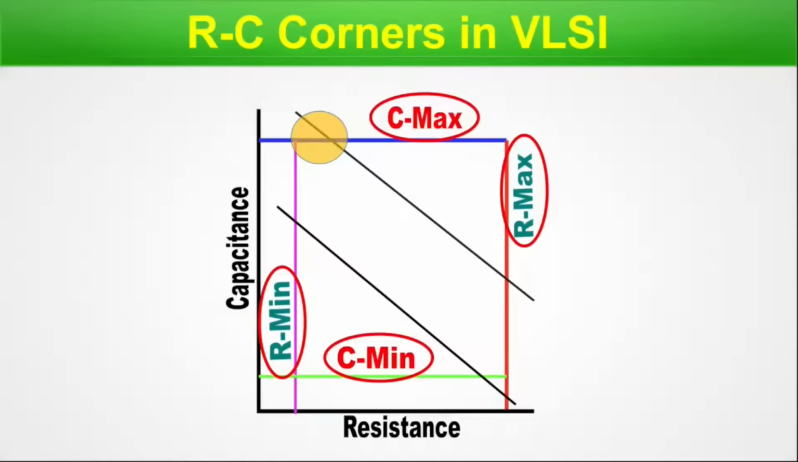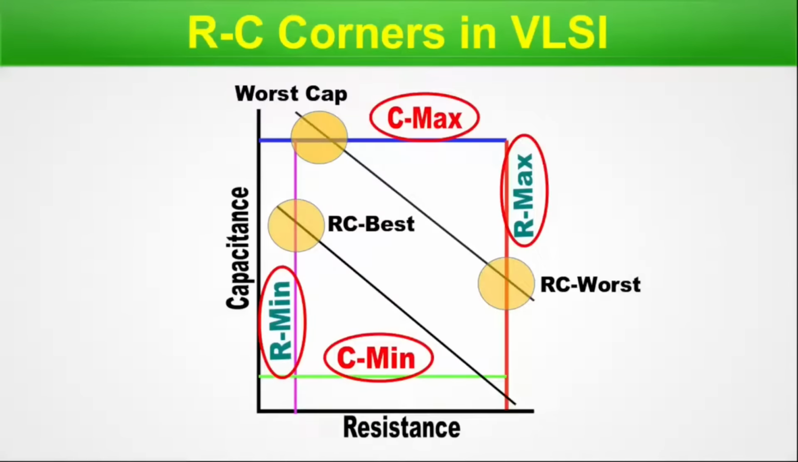Now, this is a corner. I've just highlighted with a light yellow circle what this particular corner is called. It is the forced cap. So here you can see the capacitance is maximum, so it is called the forced cap. Here, there is another corner. It is called the RC forced because here the product RC is forced because R is maximum here. This particular corner is called the RC best because here R is minimum. And this particular corner is called the best cap. That means the capacitance value here is the minimum.